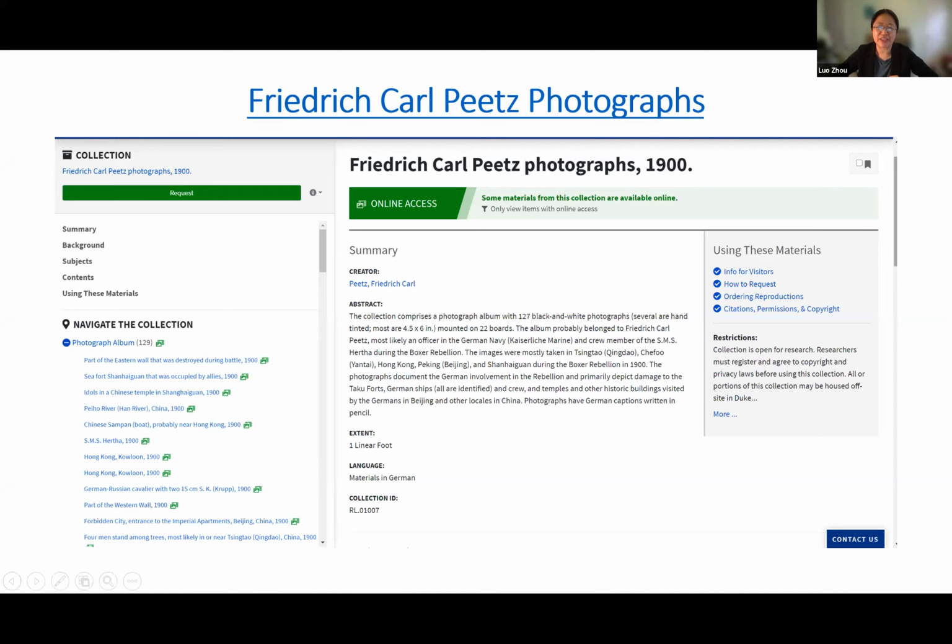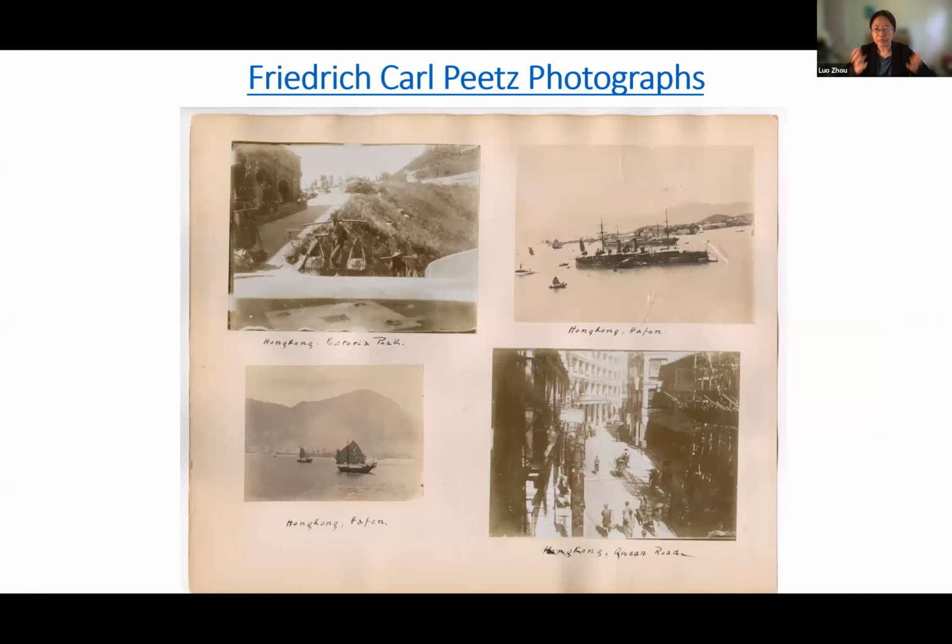And as you can see here, we already digitized this photo album. I mentioned it's a photo album. So here is one example of one page from that album. And as you can see, these are 4 photos from Hong Kong. And the photographer has handwritten captions beneath each photograph. And I'm going to use this photograph, in the corner, as an example to show the detailed metadata that we had for this one.